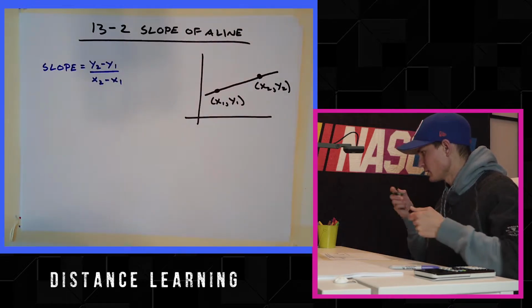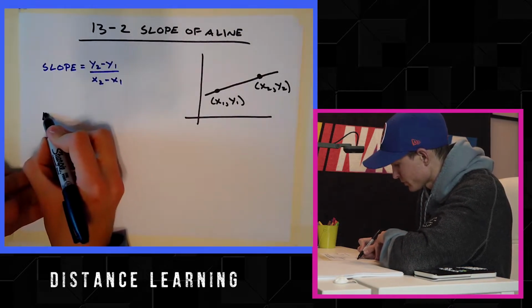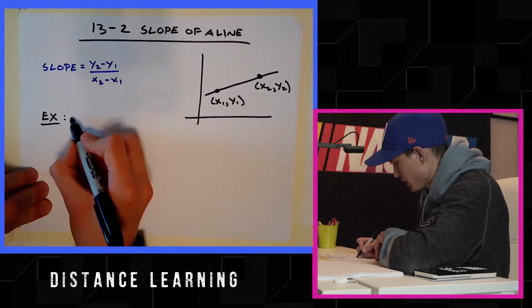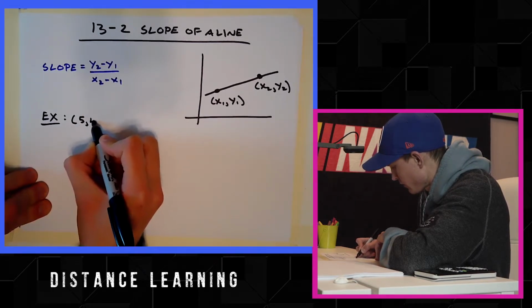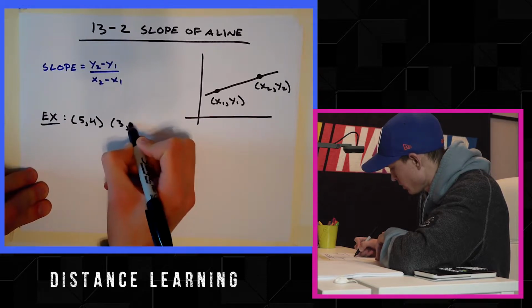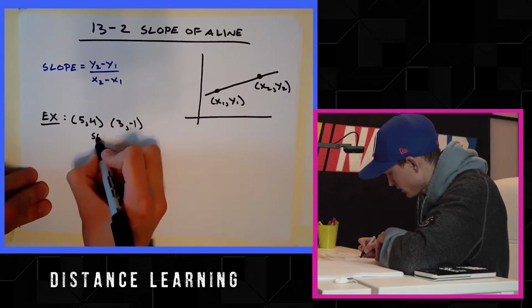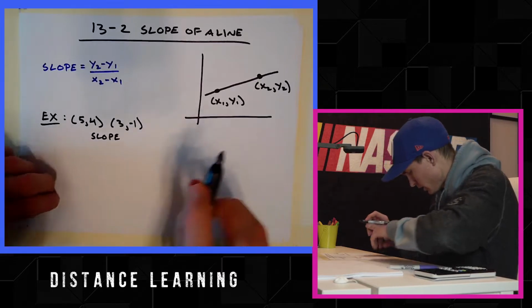We're not going to do too many of these. So, if you have the points 5, 4, and 3, negative 1, find the slope.